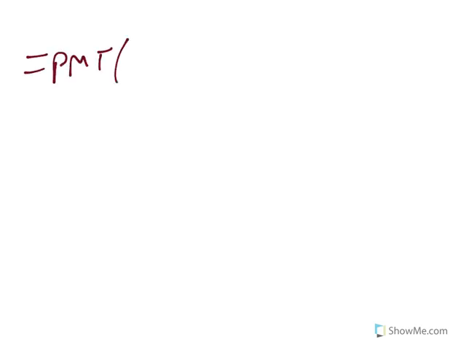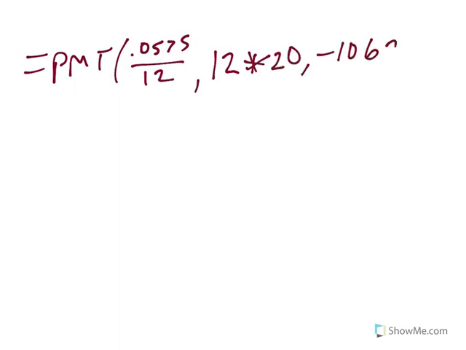Equals PMT, the rate. Well, her rate is 5.75%, so 0.0575. That's an APR. She's going to make monthly payments, so we're going to divide that by 12. And how many payments is she making? Well, 12 months in a year, 20 years in the loan, and she's going to borrow $106,250.